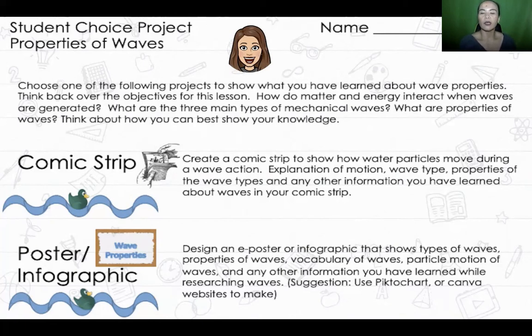How do matter and energy interact when waves are made? What are the three main types of mechanical waves and their properties? And you're going to show what you know about it depending on what you choose. So here are the first two choices.